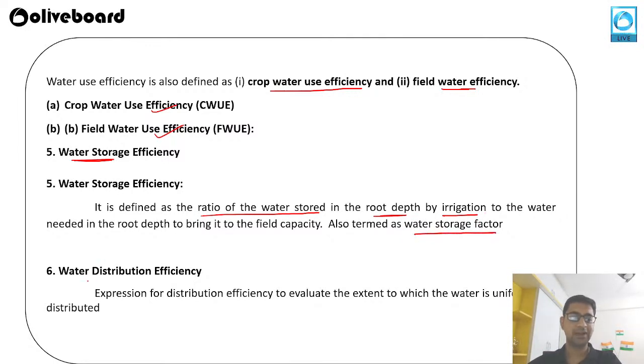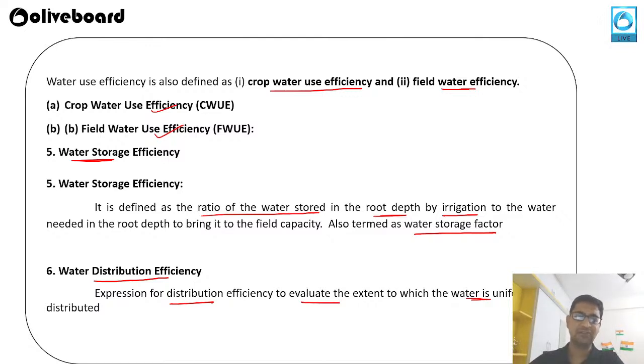Then we have a sixth point, that is water distribution efficiency. The expression for distribution efficiency is used to evaluate the extent to which water is uniformly distributed. That means how properly the water is distributed throughout the field, so that it should not get stored at a single place. The water should be used uniformly.